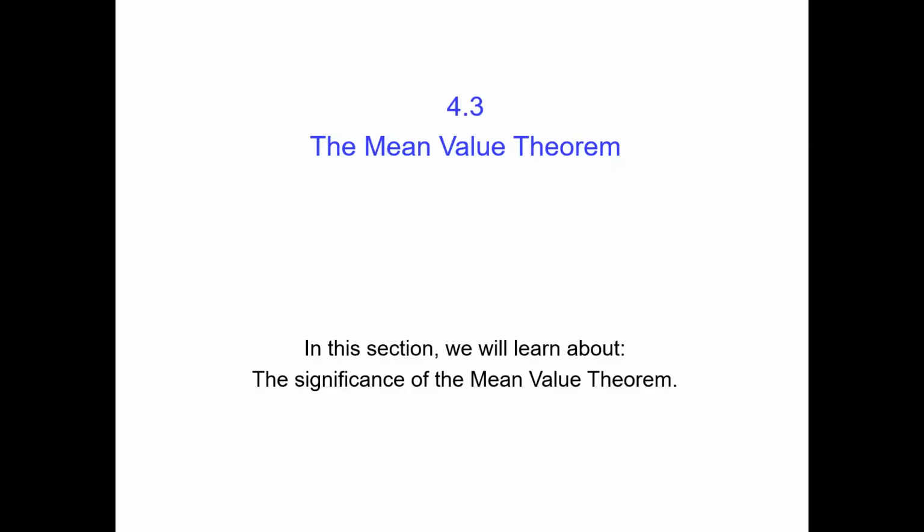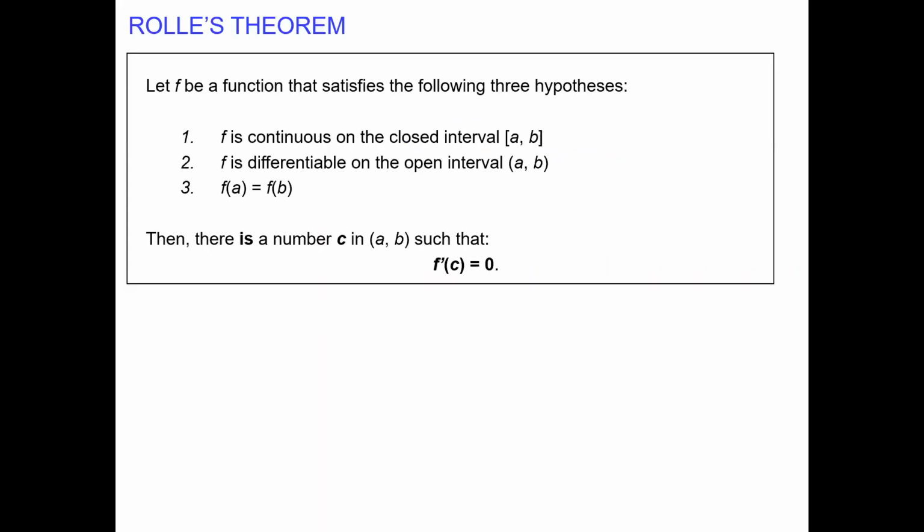Section 4.3, the mean value theorem. Before we talk about the mean value theorem, let's talk about the other theorem that is called Rolle's theorem. Both of them, the mean value theorem and Rolle's theorem, along with the previous one, the extreme value theorem, and even the very previous one, the intermediate value theorem, are all called existence theorems in mathematics.